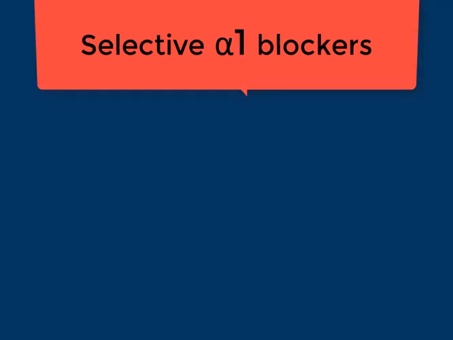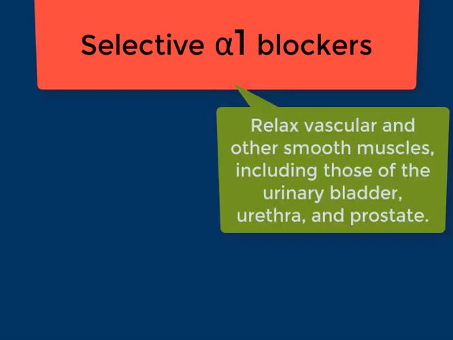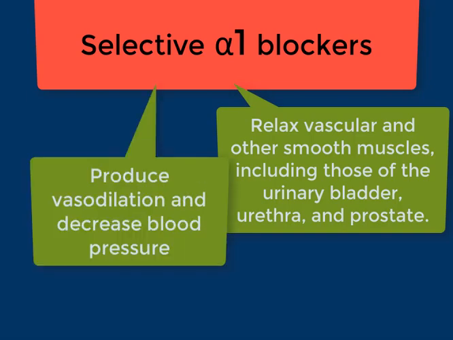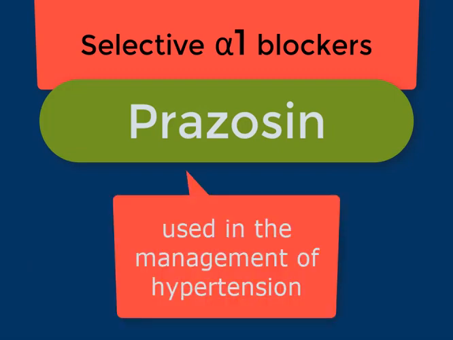Alpha-1 selective antagonists. Alpha-1 selective antagonists include Prazosin, Doxazosin, Terazosin, Tamsulosin, Alfuzosin and Silodosin. Selective alpha-1 blockers relax vascular and other smooth muscles, including those of the urinary bladder, urethra, and prostate. Because they produce vasodilation and decrease blood pressure, they are used to treat essential hypertension. Prazosin is highly selective for alpha-1 receptors and used in the management of hypertension.